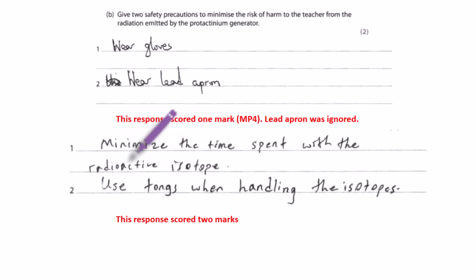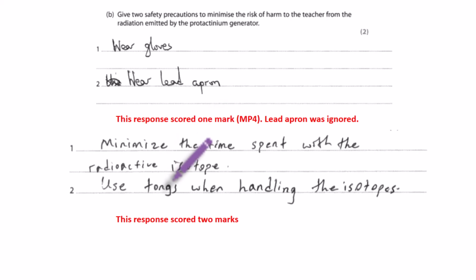The next one, let's see. Another student, of course, wrote, minimize the time spent with the radioactive isotope. Use tongs when handling the isotope. Yes, this response got 2 marks. So whenever you are trying to minimize the risks of ionizing radiation, always in the laboratory especially, or in the schools, always write, minimize the time of exposure and handle with tongs. These 2 points almost always get you the marks.